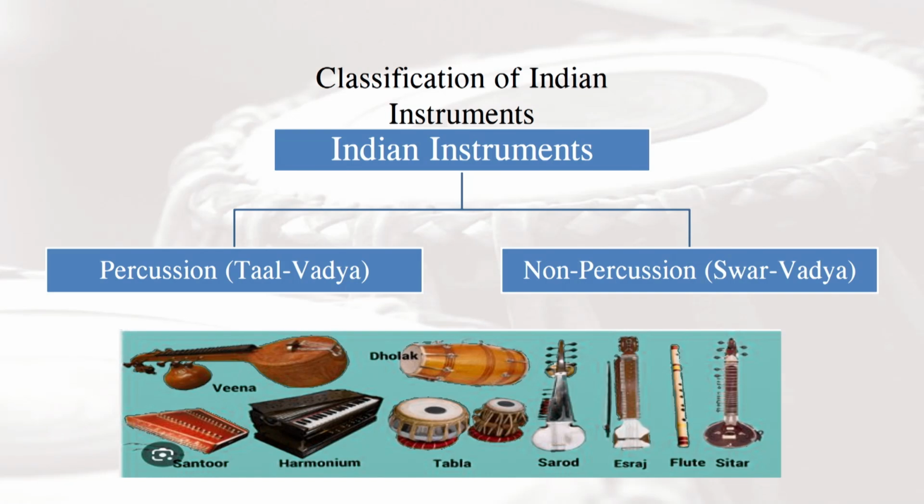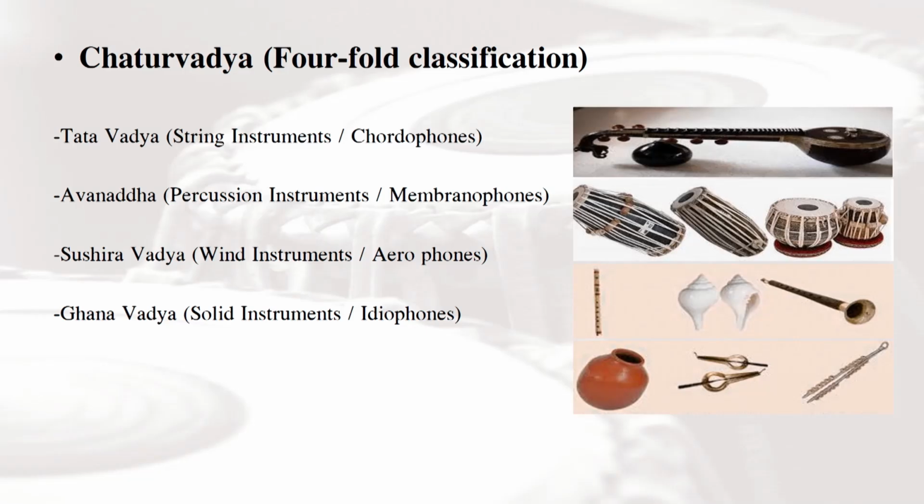So, broadly these instruments are classified into two main categories, percussion and non-percussion, where percussion instruments are membranophones as well as idiophones, which will support tal, and in non-percussion all the swarvadya, chordophones, aerophones will be included. So, we will discuss Chaturvadya, the fourfold classification, now.